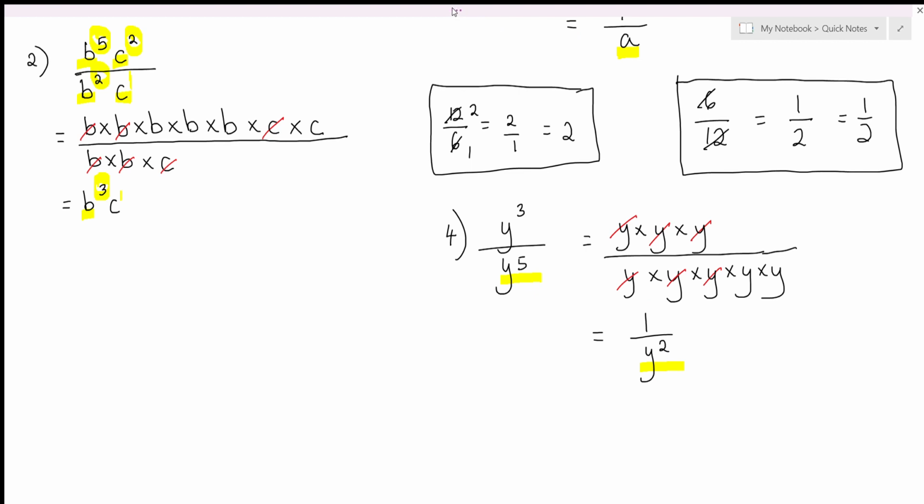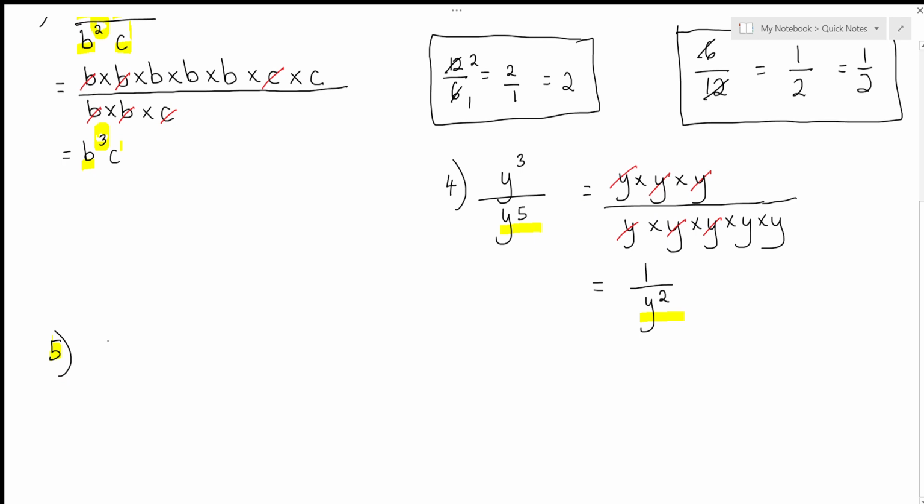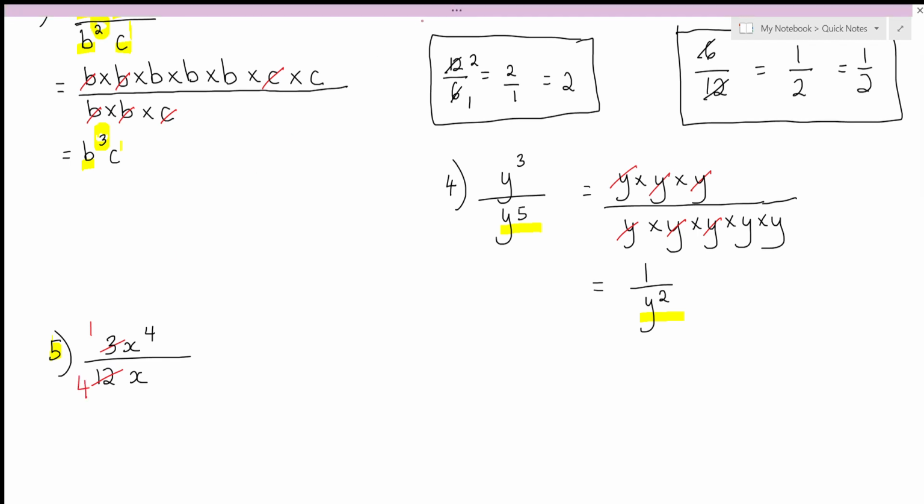Okay, let me do one. I've got a few more to do. I just want to show you another one. So let's look at number 5. So what happens if we have 3x to the power of 4 over 12x, right? So we would apply the same rule that we applied previously. We would say 3 goes into 3 once, and 3 goes into 12 4 times. So we are left with a quarter, basically 1 over 4.